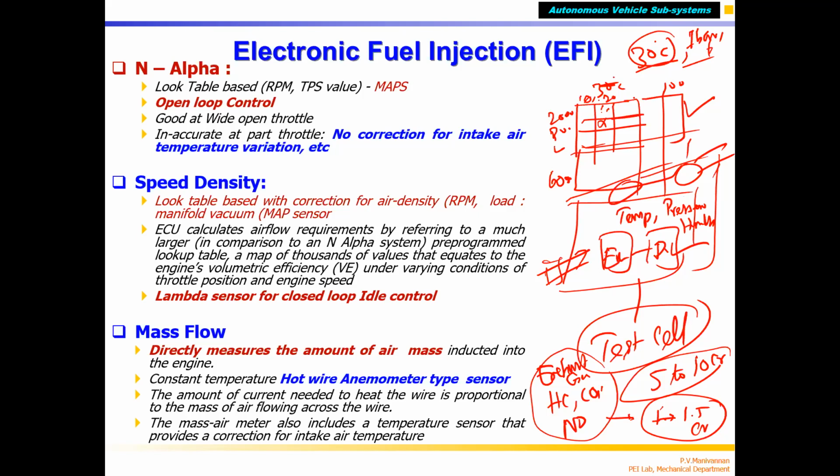If you go to Ooty, it is around 1,500 meters, correct? Height from the sea level. So there it may be 0.7 bar. So the fuel-air map I created is useless. Even though, again, when you go up, pressure reduces, and temperature also.